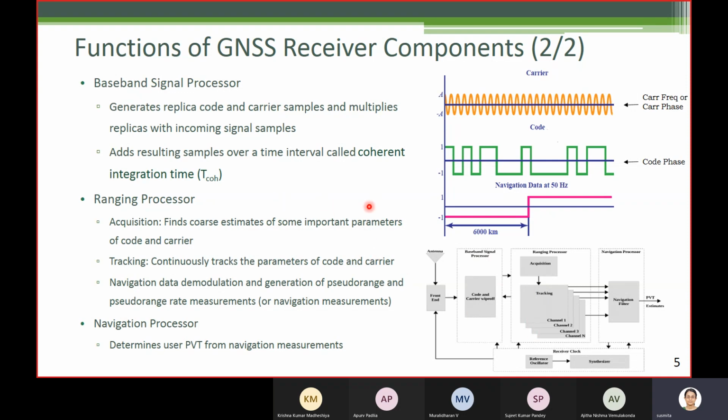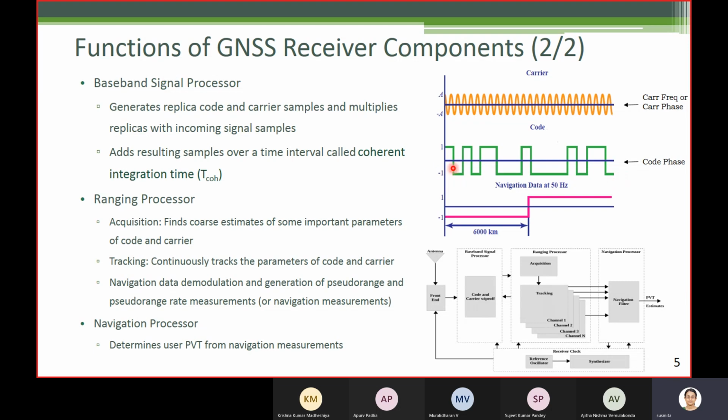What does the ranging processor do? The primary job of the ranging processor is to find some signal parameters. In case of the carrier, it is the carrier frequency or carrier phase. In case of the code, it is the code phase. We defined code phase in a previous lecture.